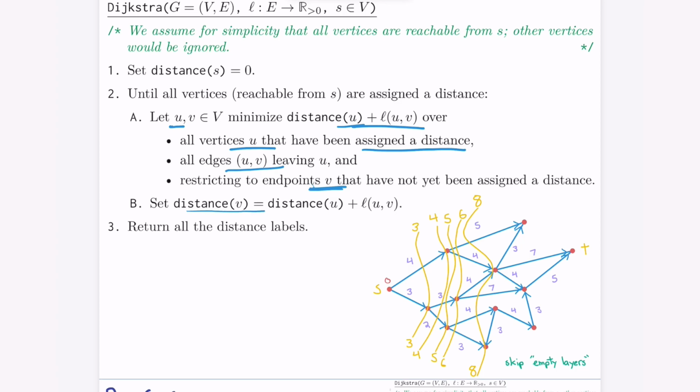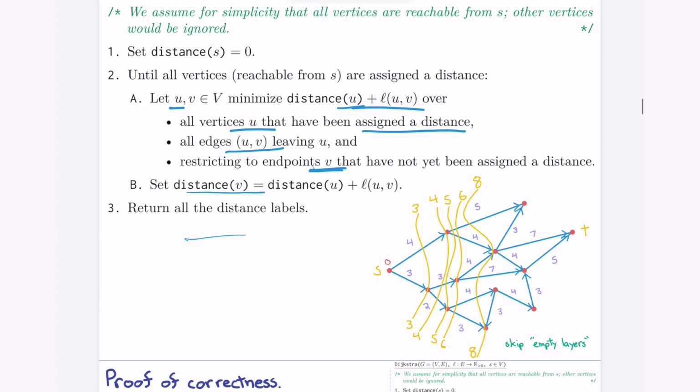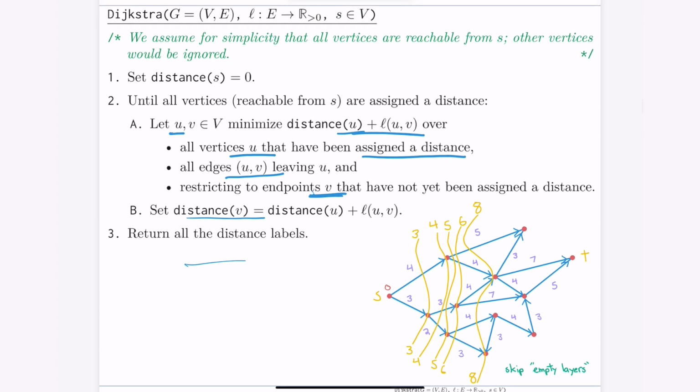And then I'll assign it. All right, and return that distance labels. Okay, so I want to prove it's correct a little more formally than just saying it's just doing breadth first search. Okay.